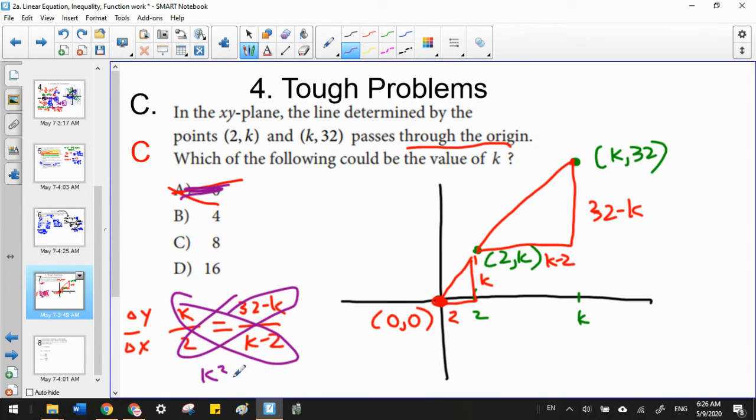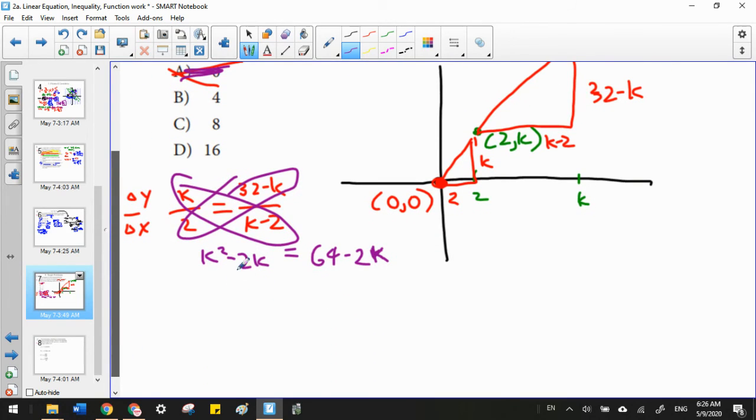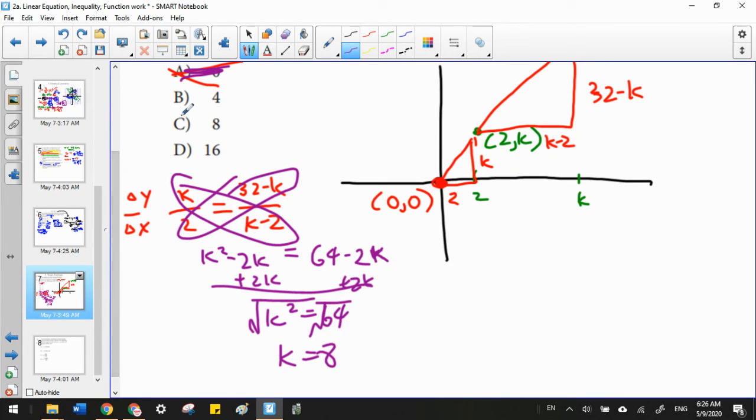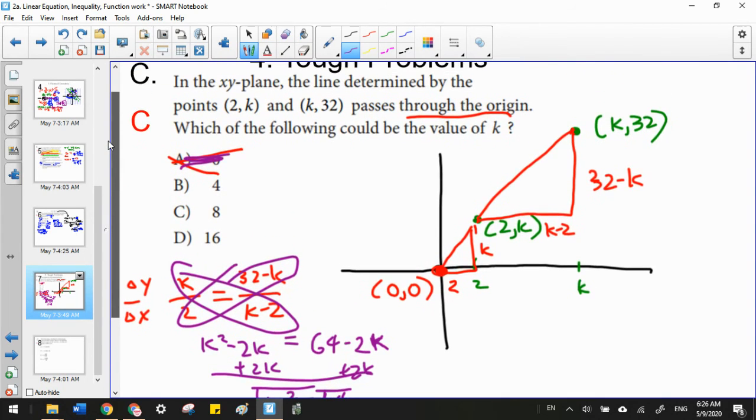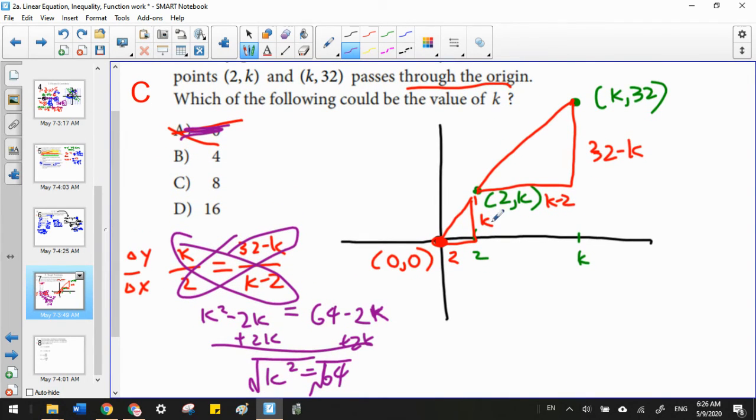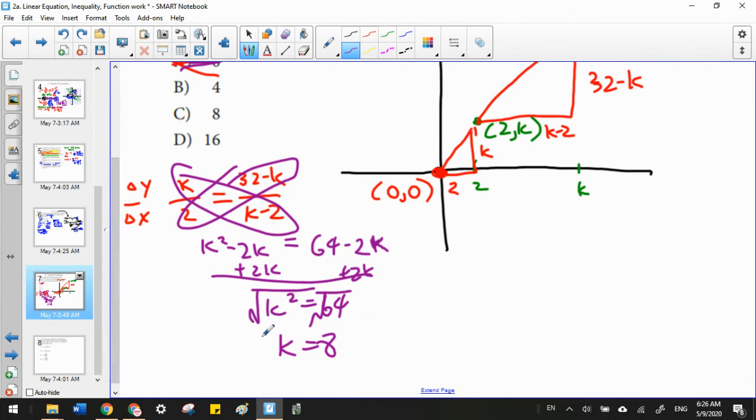Now I would have to cross multiply and get k squared minus 2k is equal to 64 minus 2k. And then, okay, let's keep going. Add 2k to both sides. And you'll get k squared is equal to 64, square root both sides, and you'll get k is equal to 8. And that would be our answer, and it would be correct. But you'll notice that I had to do a lot of work setting this up and getting to this proportion, and then cross multiplying and getting this weird mess of an equation that I have to solve by hand to get to k equals 8.